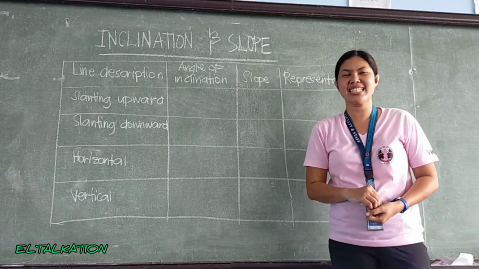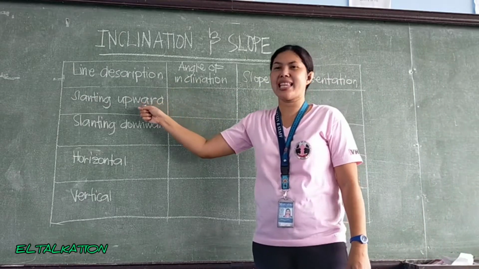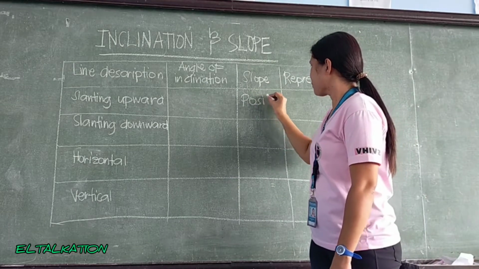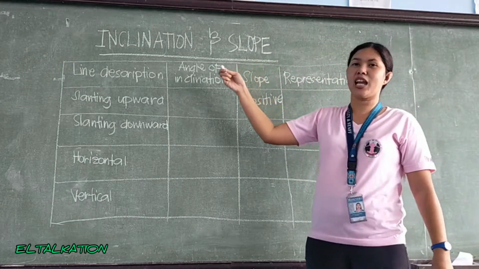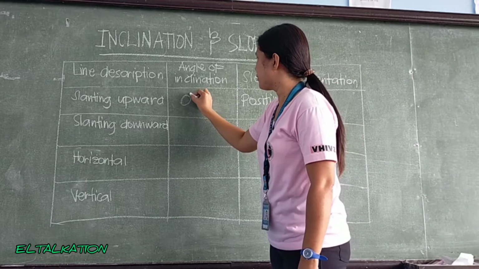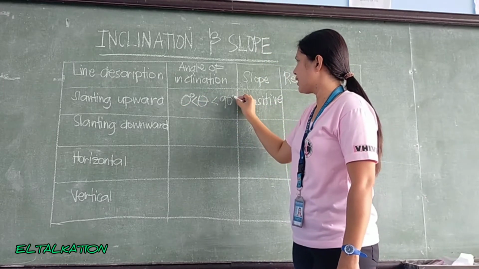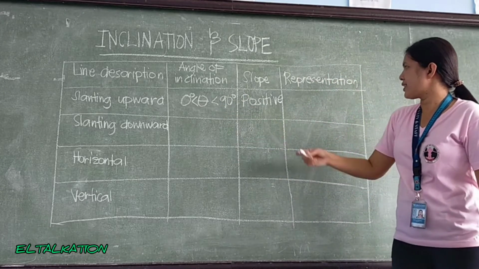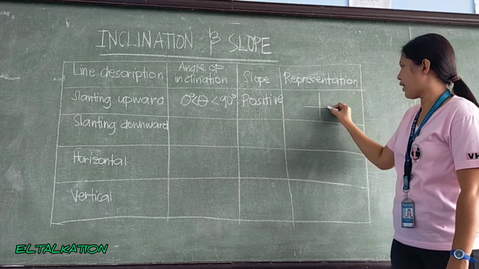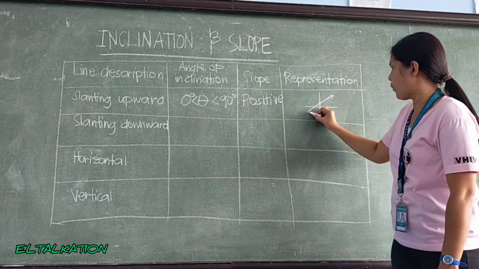There are 4 line descriptions in terms of inclination and slope. The first one is slanting upward and the slope is positive, and the angle of inclination is angle theta greater than 0 degrees but less than 90 degrees. So what is the representation of that? For example, this is your slanting upward.